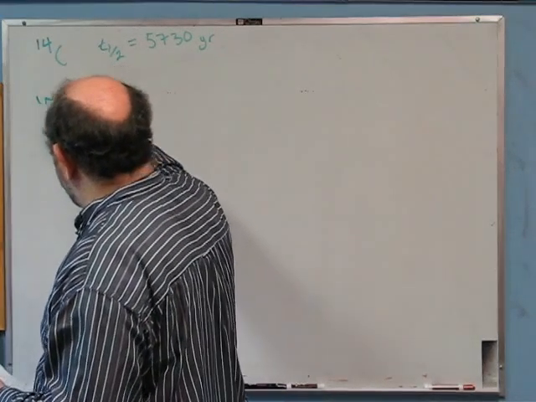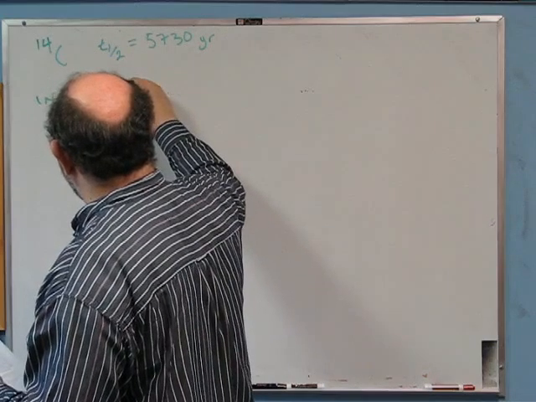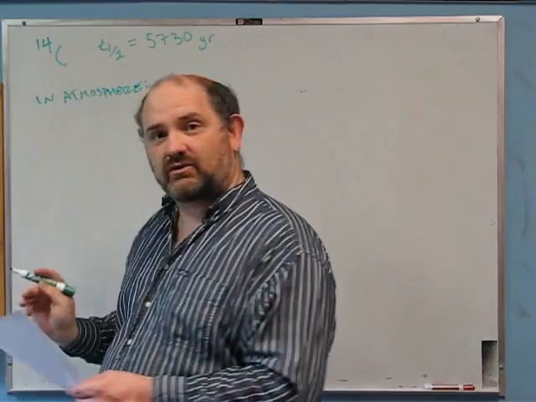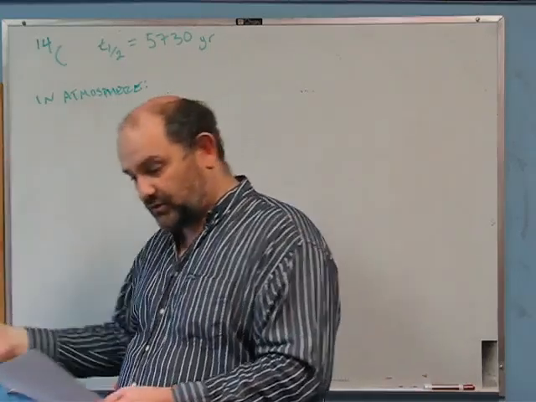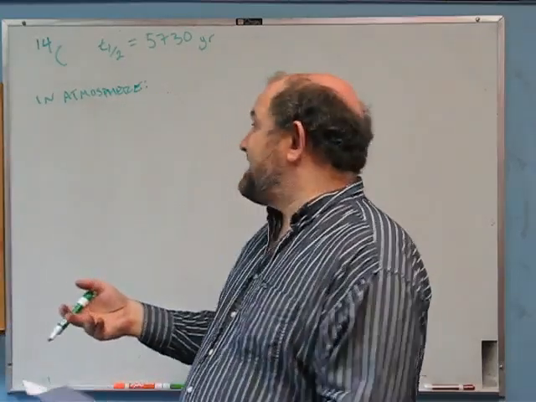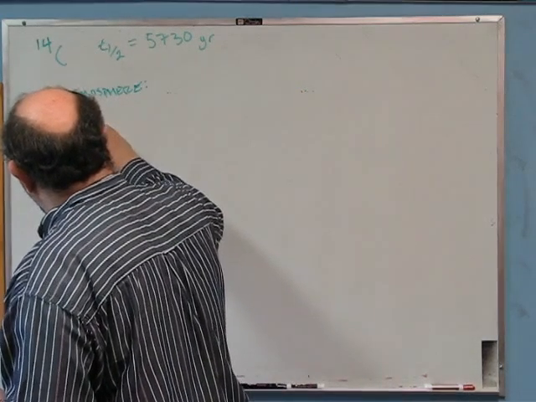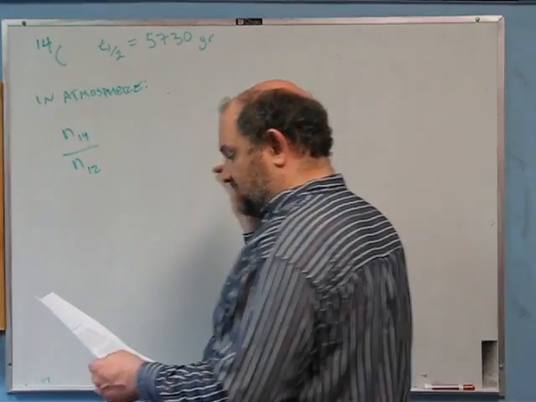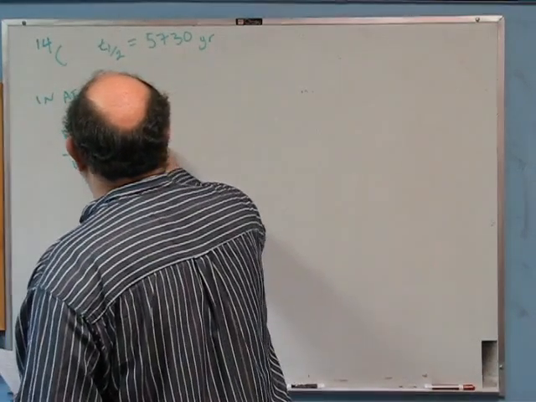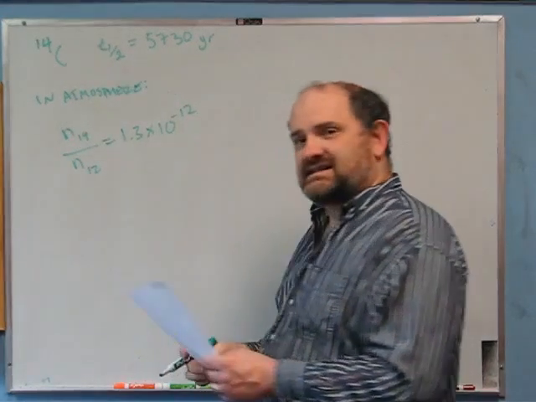So in the atmosphere, because we're always making new carbon-14, charged particles coming in from the sun, and cosmic rays, which are from elsewhere, are always making new carbon-14. So in the atmosphere, the number of carbon-14 divided by the number of carbon-12, we'll call that N14 divided by N12, is 1.3 times 10 to the minus 12, right? So it's a trace contaminant.